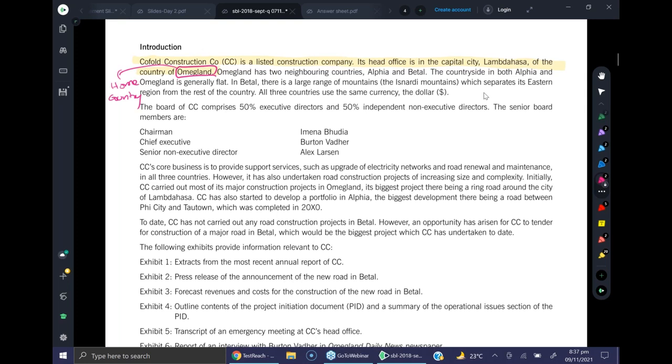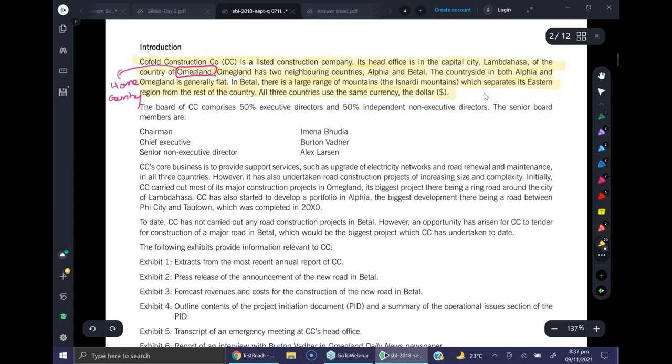Okay, Omegland has two neighboring countries, Elfia and Beetle. The countryside in both Elfia and Omegland is generally flat. So there is a similarity between Elfia and Omegland, the home country, that the countryside is flat. In Beetle, there is a large range of mountains, the Ainerdi Mountains, which separates its eastern region from the rest of the country. All three countries use the same currency, the dollar.